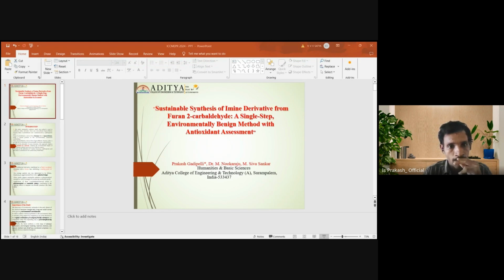The reaction is between furan-2-carbaldehyde and 7-ADCA. 7-ADCA is 7-amino-deacetoxycephalosporanic acid. The two reactants undergo the reaction, which gives a synthetic product, that is the imine derivative. Here, the biomass compound furan-2-carbaldehyde is derived from lignocellulose products, which is an eco-friendly, environmentally sustainable reactant.